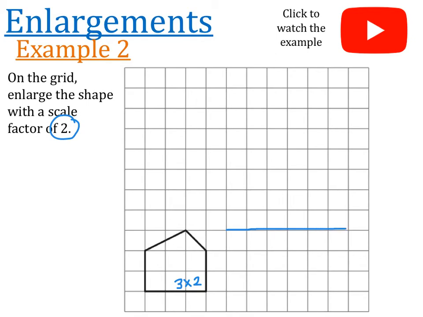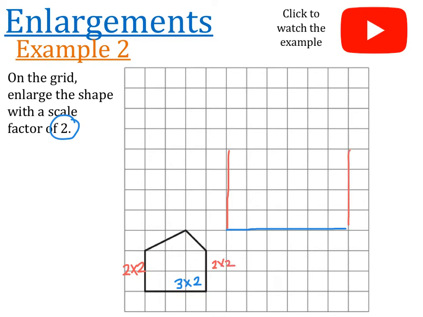I'm going to do one of the sides now. So this side used to be 2 squares. 2 times by 2 is going to be 4 squares tall. So 1, 2, 3, 4. And the same over here. This side was 2. 2 times by 2 is 4 squares tall.